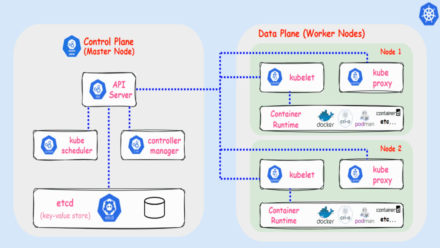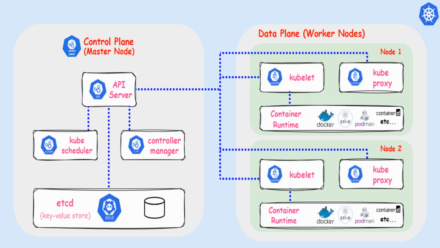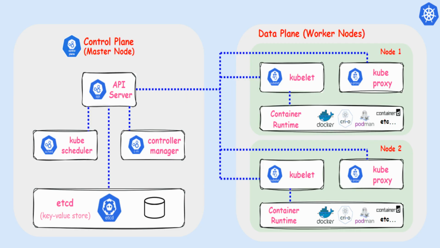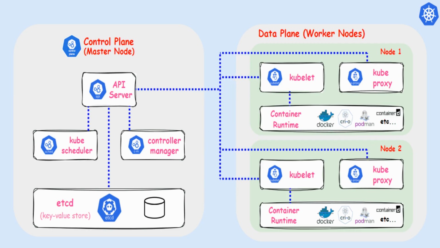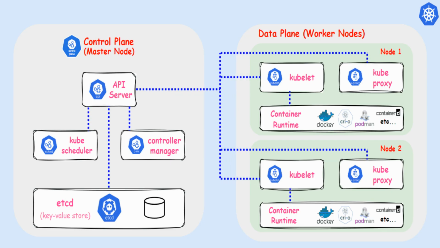So it's like the body adjusting its heart rate and breathing during exercise. Exactly. Then you have self-healing. If a container crashes or a node fails, Kubernetes will automatically restart the container or replace the node, ensuring that your application stays up and running. Like the body healing itself from injuries.